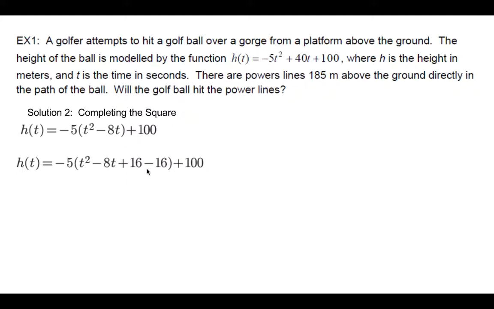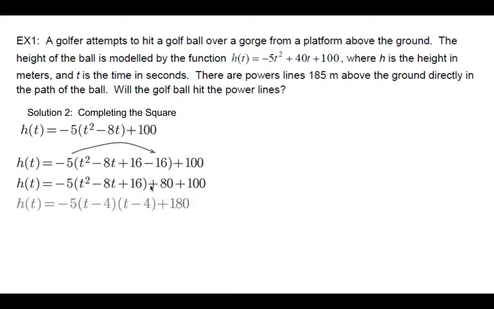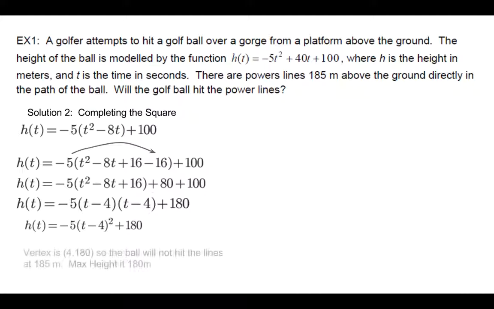That's the nice thing about squaring. Kind of like in the quadratic formula, when you square it, it always becomes positive. So if you add 16, you've got to subtract 16. You can get rid of that negative 16 by distributing the negative 5, so you get plus 80. And that's where the 180 is going to come in, right there. And then the middle part, the trinomial, can be factored to minus 4. And so you get (t minus 4) squared. So your vertex is at 4 and 180.